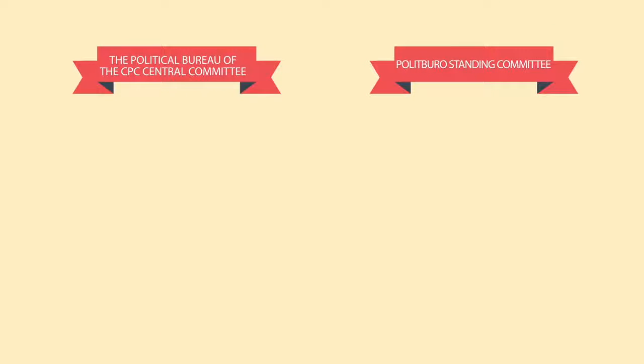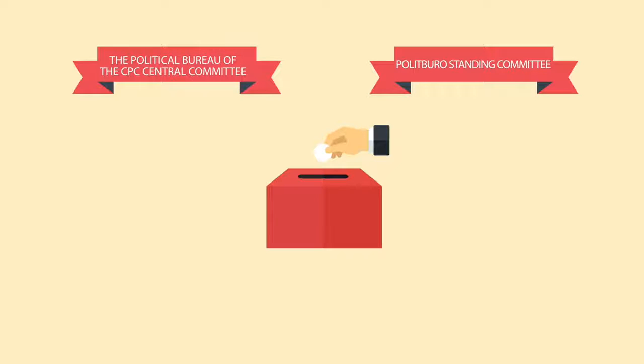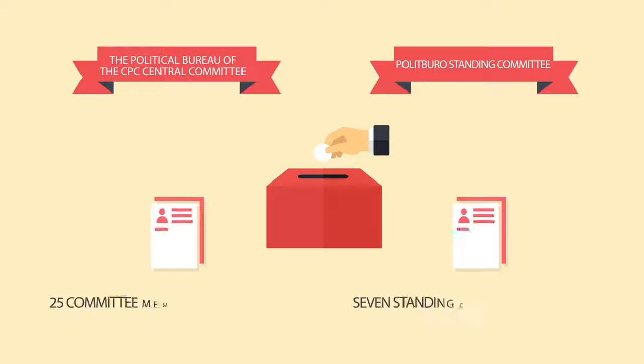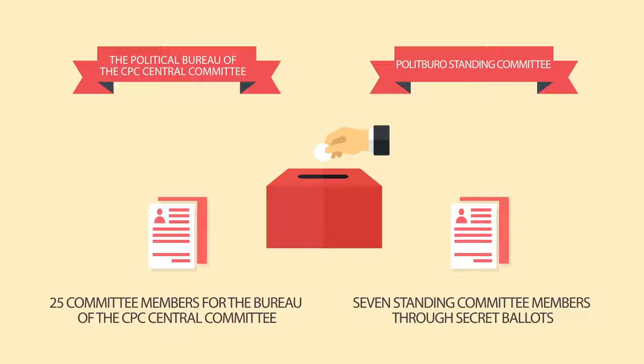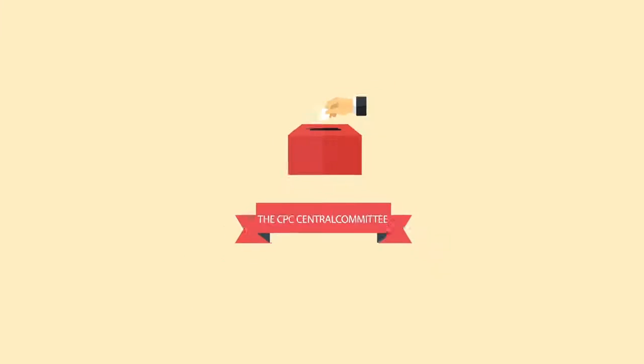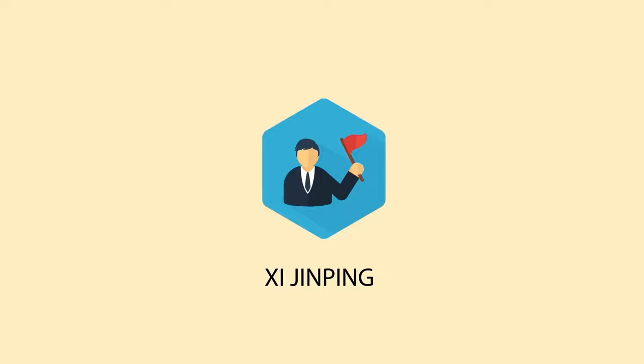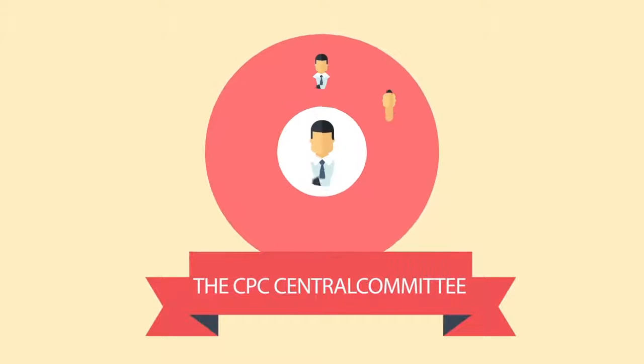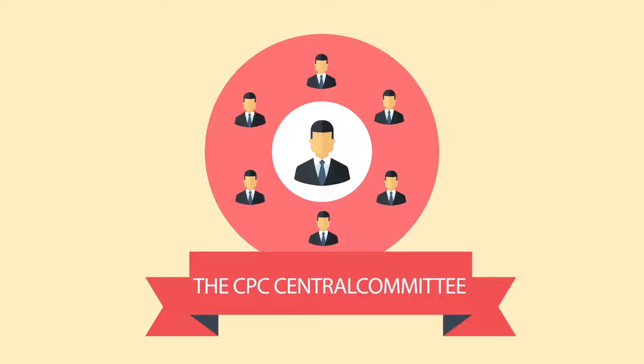The Political Bureau of the CPC Central Committee and the Politburo Standing Committee then selected 25 committee members of the Bureau of the CPC Central Committee and chose 7 standing committee members through secret ballots. Finally, the CPC Central Committee voted for the General Secretary of the Communist Party of China. Xi Jinping was elected to the top leadership role that year. The CPC's General Secretary must be elected from the members of the Standing Committee of the Political Bureau.